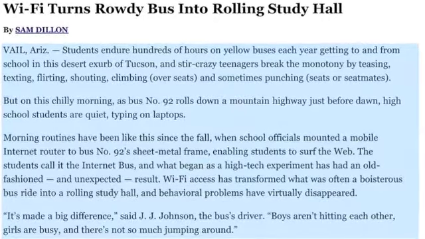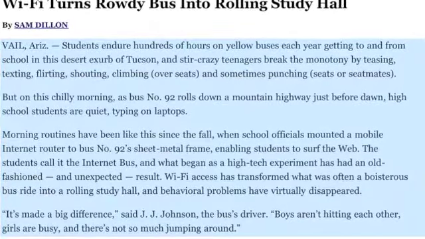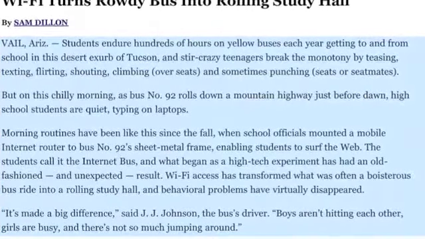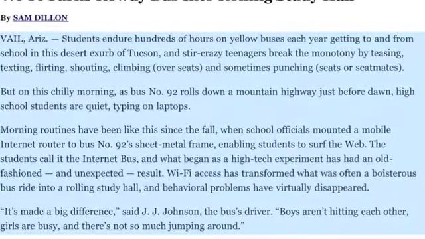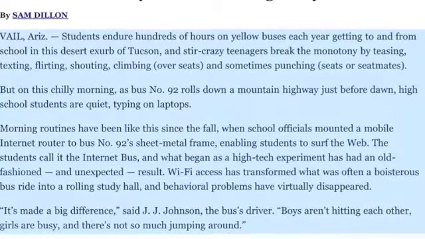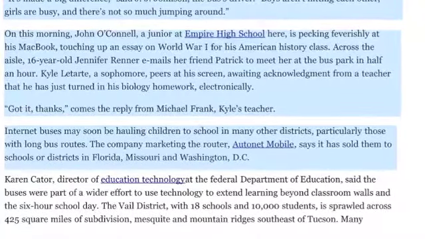This story is from the New York Times, even though it's a Wall Street Journal technique story. But if you look at the beginning of it, it talks about hundreds of students sitting on a bus, punching each other, doing all sorts of things that students do on a bus. But then it takes you to a particular morning as this bus, number 92, rolls down a mountain highway. And what's going on the bus is John O'Connell, a junior at Empire High School, is pecking feverishly at his MacBook. He's touching up an essay.